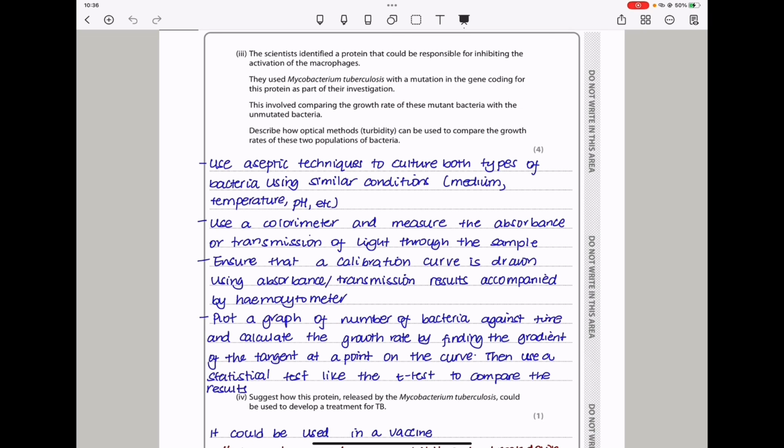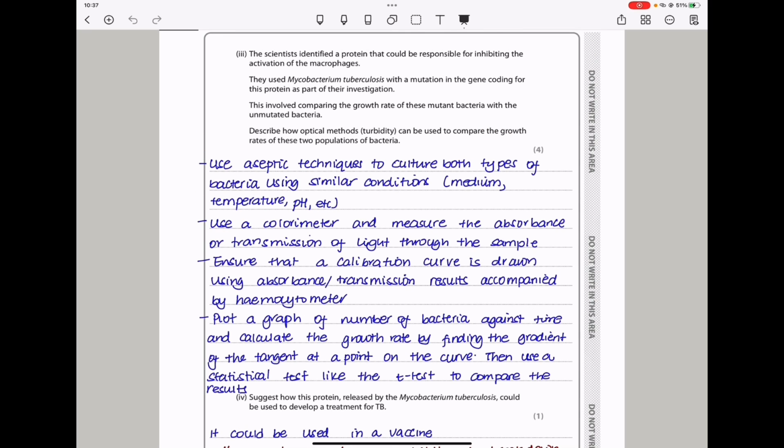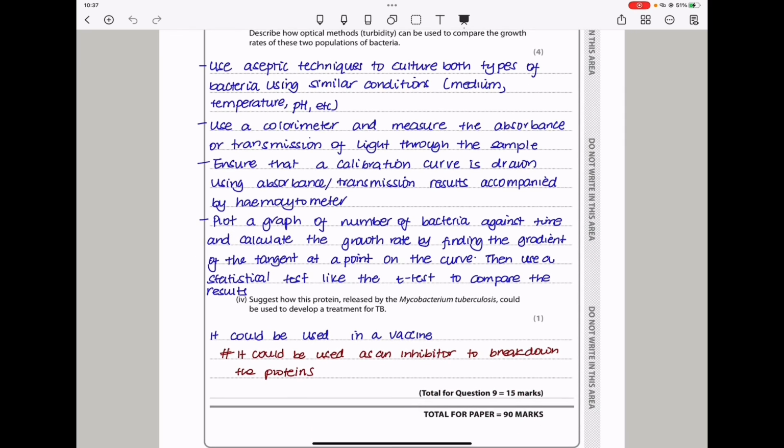Then you will plot a graph of number of bacteria against time and calculate the growth rate by finding the gradient of the tangent at a point on the curve. Then you can use a suitable statistical test like the t-test to compare the results. And again, remember, we are comparing the growth rate, so there could be a suitable statistical test that you can use to compare the results.